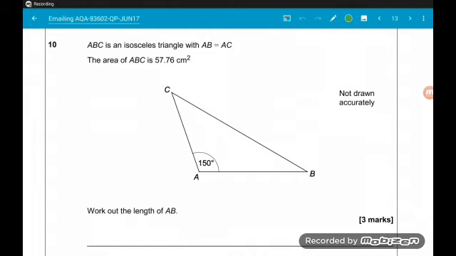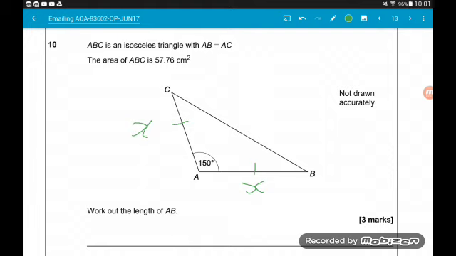Okay, question 10. We've got ABC as our isosceles triangle with AB equal to AC. We're told the area of the triangle is 57.76 centimetres squared. We've got this one angle of 150 degrees. We want to work out the length of AB. So, AB and AC are the same length because it's isosceles. We don't know them. Let's call them x.